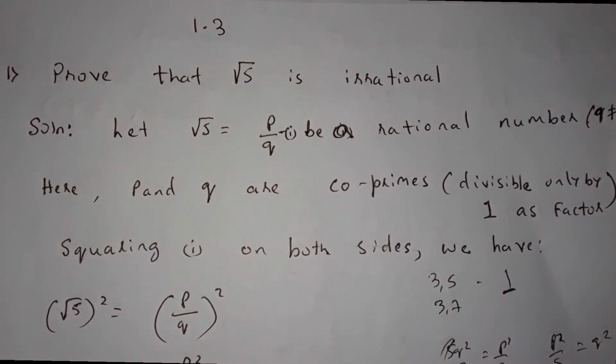This is 1.3, number 1, for real numbers, chapter 1. Prove that root 5 is irrational. An irrational number is a number which is not a fraction.